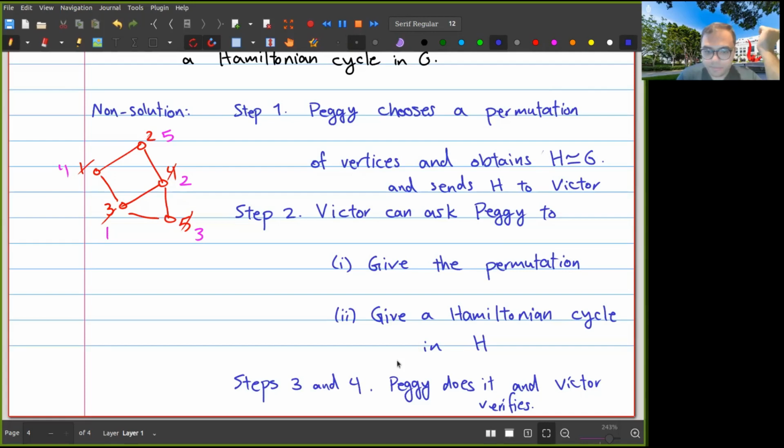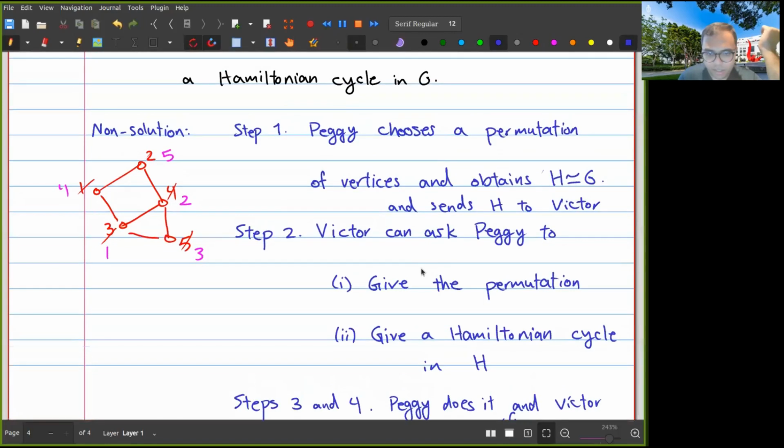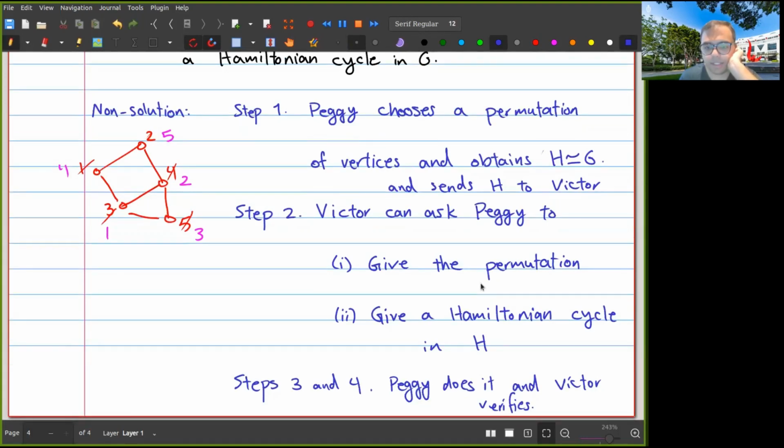Or the other case that she can do is, well, let me see what other things. No, that was the only thing. Yeah, that's basically the way she can cheat. The only way she can cheat is to give a different graph that is not really isomorphic, and then there's a 50% chance that she gets caught. And in the other case, if the graph she gives to Victor is actually isomorphic to G, then she wouldn't be able to give a Hamiltonian cycle unless she knows a Hamiltonian cycle in G.